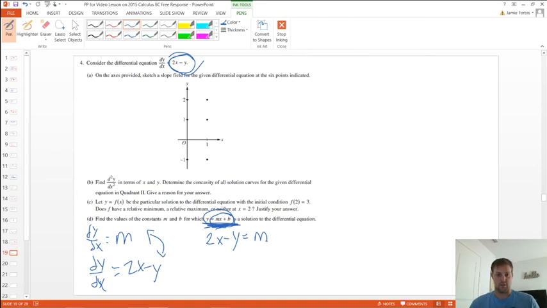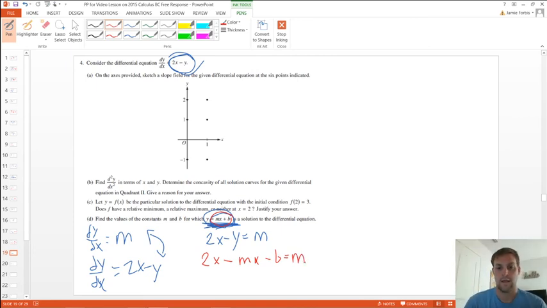Now, the rest of it is just math, so we have to figure out how to computationally solve this. I know that y is equal to mx plus b, so I'm going to substitute that in. I'm going to say 2x minus mx, and I'll distribute the negative to make it minus b, equals m.